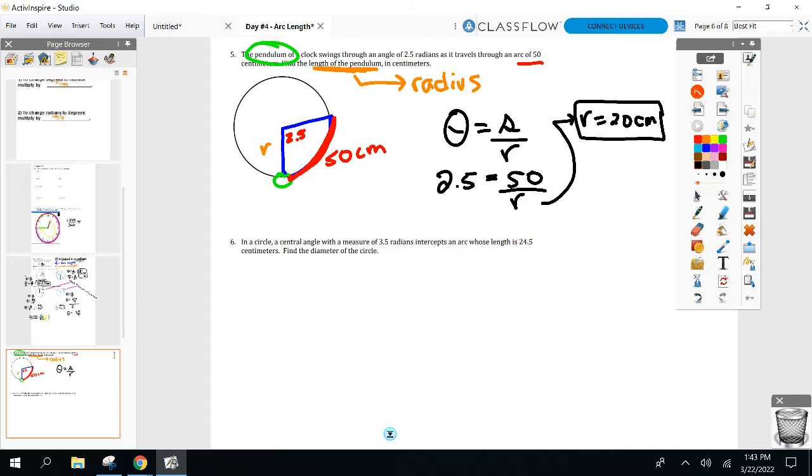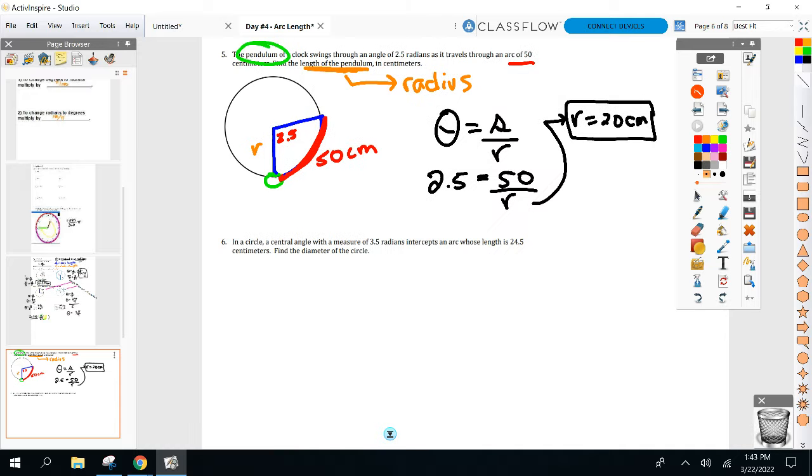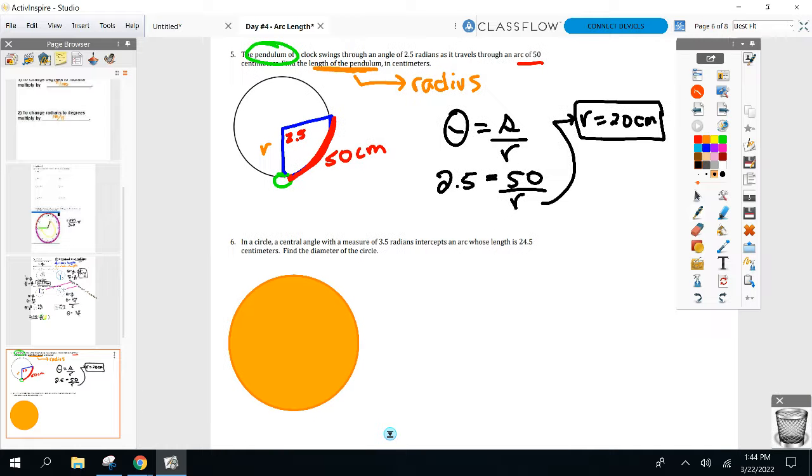Questions? All right, one slight change on number 6. I'm sure you guys know how to handle it, but I just want to be confident myself. Can you make a central angle of 3.5 radians right now? A central angle, meaning where's the vertex? Right in the center. So everyone put your center point and make an angle out of it. That's 3.5 radians, and it intercepts, that means makes, an arc of 24.5 centimeters.